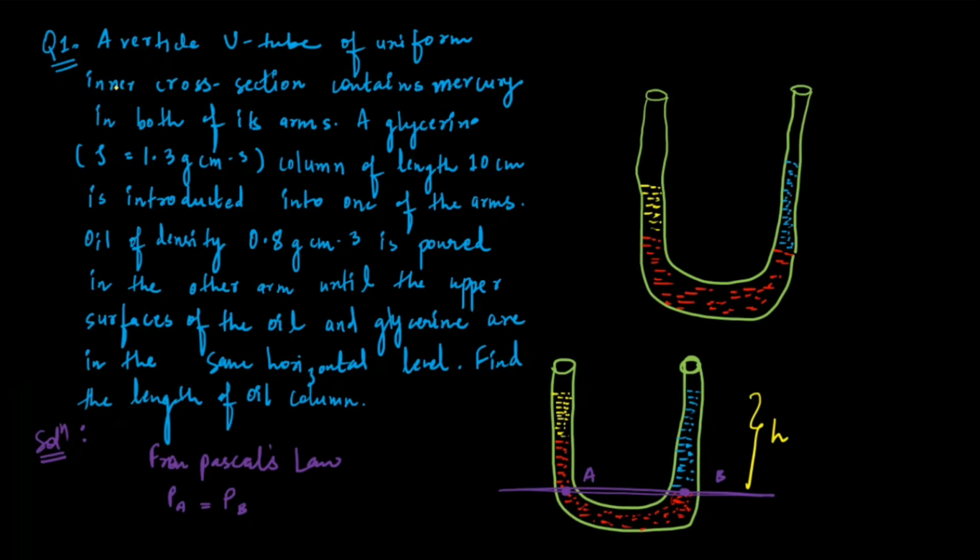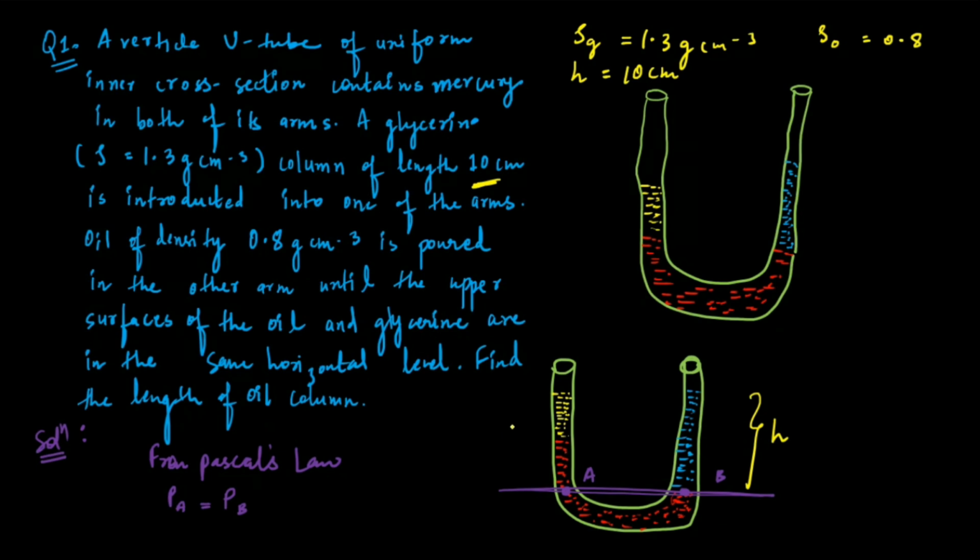So a vertical U-tube of uniform cross-section area contains mercury in both of its arms. A glycerine column of length 10 centimeters, with density 1.3 gram per centimeter cube, is introduced into one of its arms. Oil of density 0.8 gram per centimeter cube is poured in the other arm until the upper surface of the oil and glycerine are at the same horizontal level.